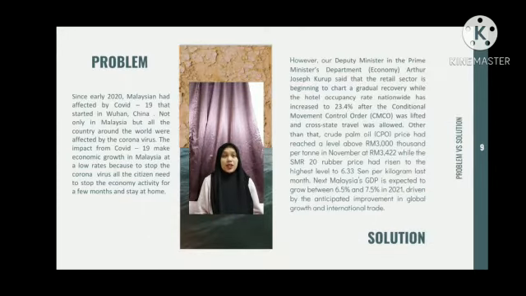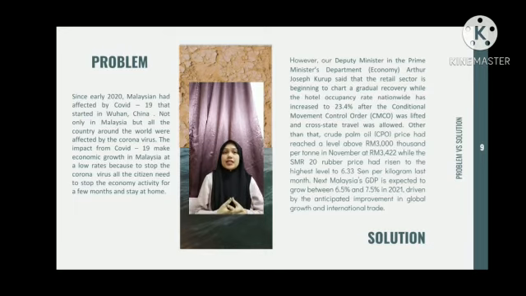Since early 2020, Malaysia has been affected by COVID-19, which started in Wuhan, China. Not only Malaysia, but all the countries around the world were affected by the coronavirus. The impact of COVID-19 made economic growth in Malaysia low because, to stop the coronavirus, all citizens needed to stop economic activity for a few months and stay at home.